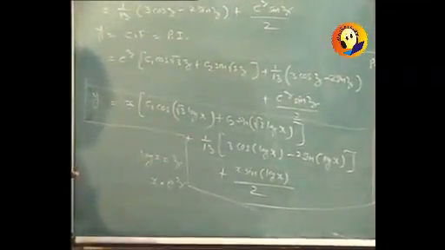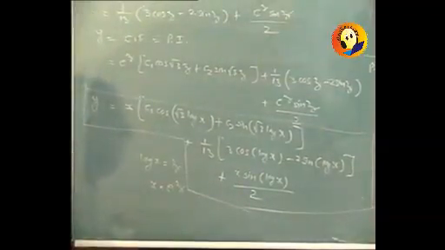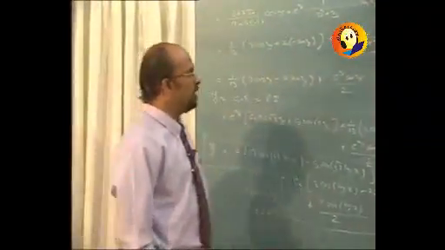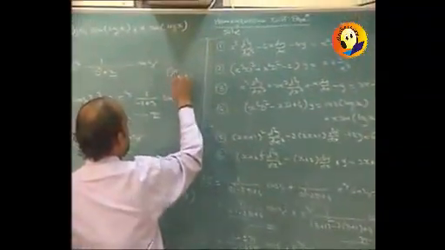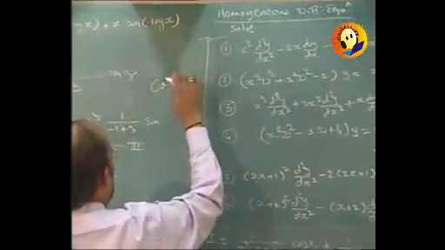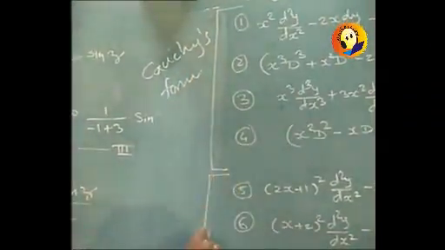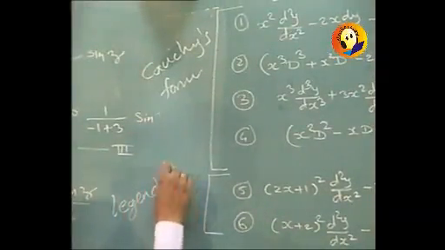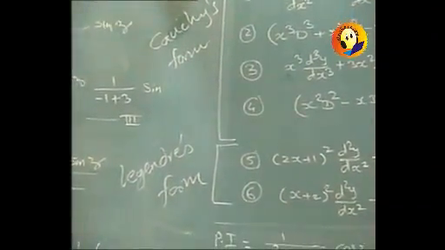That was problem number 4. So the problems of homogeneous differential equations which we were solving up till now, that particular form of homogeneous differential equation is known as the Cauchy's form. And now what we are going to learn is called as the Legendre's form. These are the two types of homogeneous equations which we are required to study.